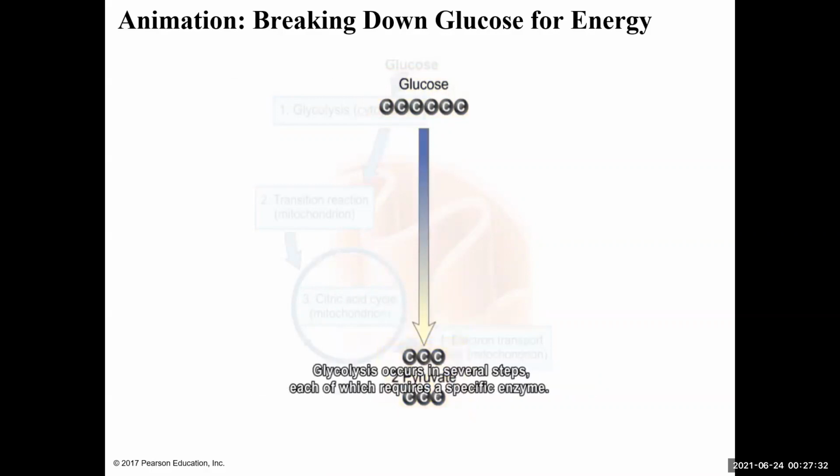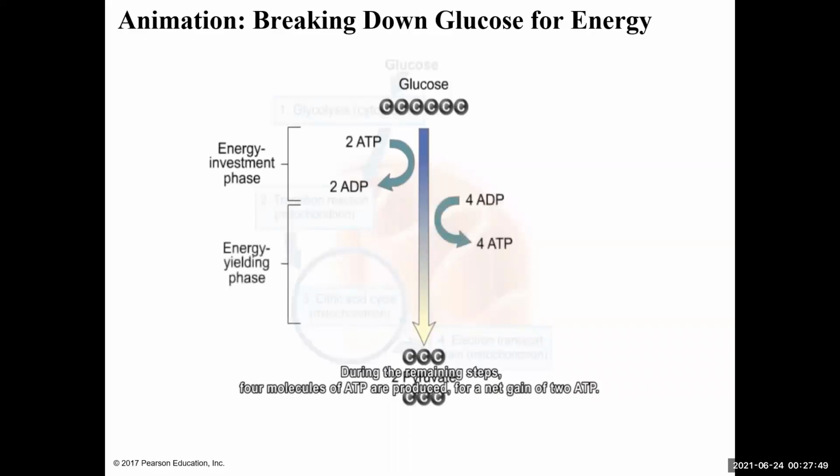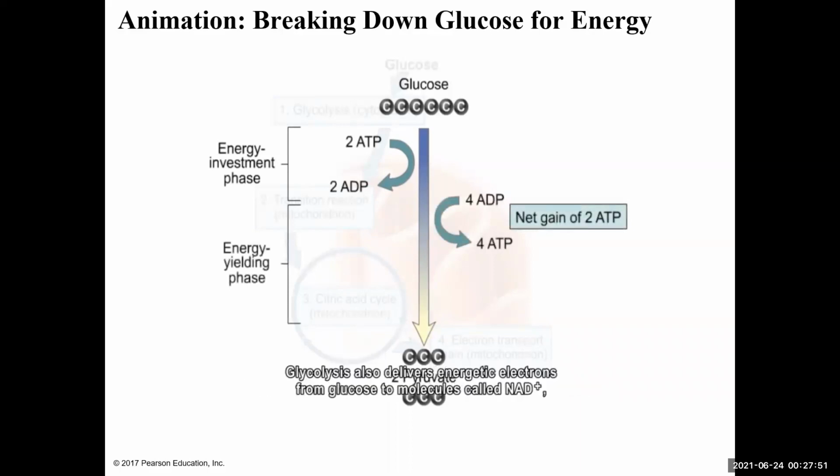Glycolysis occurs in several steps, each of which requires a specific enzyme. During the first steps, 2 molecules of ATP are consumed, providing glucose with the energy for splitting. During the remaining steps, 4 molecules of ATP are produced, for a net gain of 2 ATP.